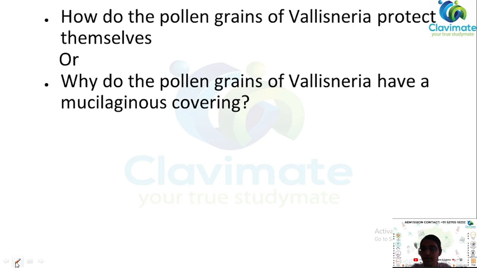Okay, the next question is, how do pollen grains of Vallisneria protect themselves? Or you can also write how pollen grains of Vallisneria have a mucilaginous covering. So there are 2 types of question, but the answer is the same.